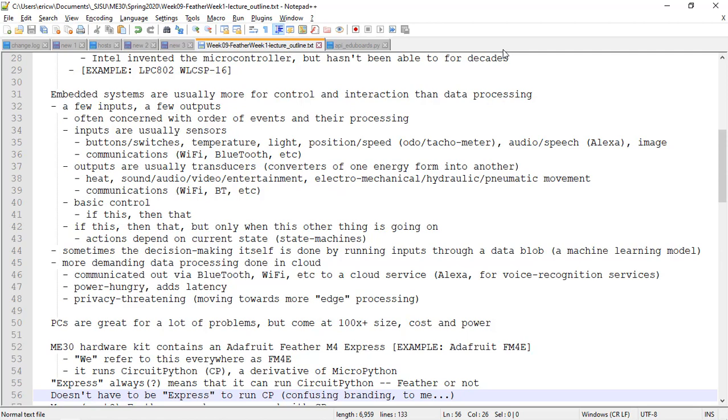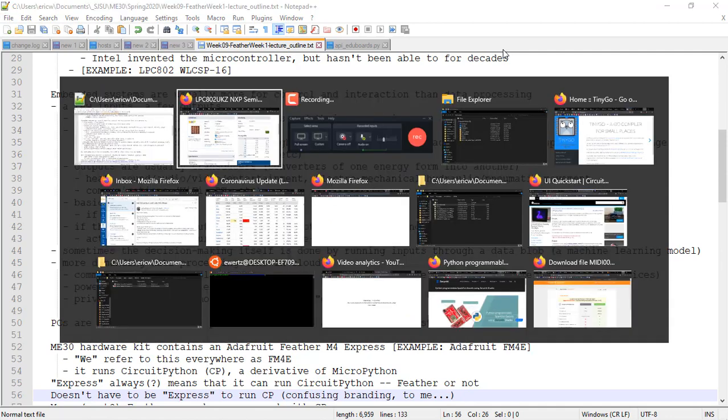The basic control of a program is, as I've mentioned before, typically if this happens, then go and do that. Or if this happens, then that happens, but only when there's other things going on, then should this fifth thing happen. So not only does it take the events, but it also uses the current state of the system to decide what the output should be. The actions that are going to happen depend on the current state of the system.